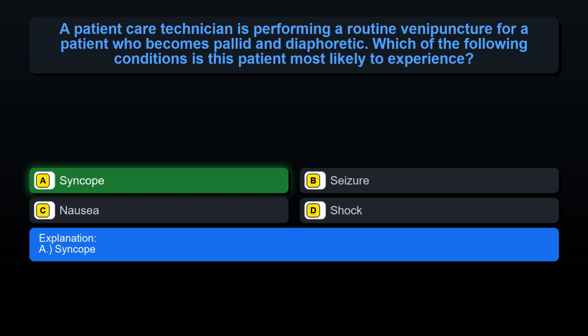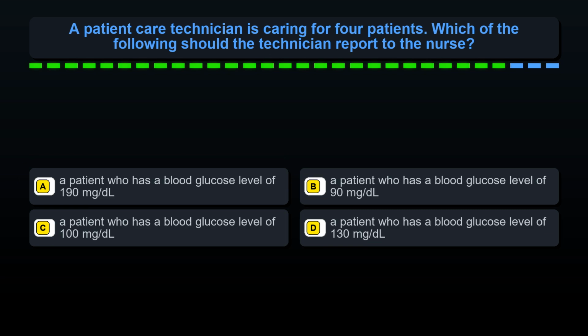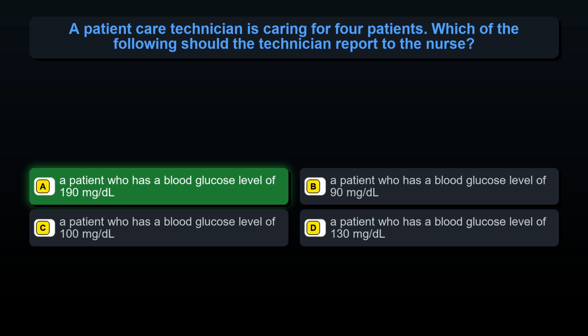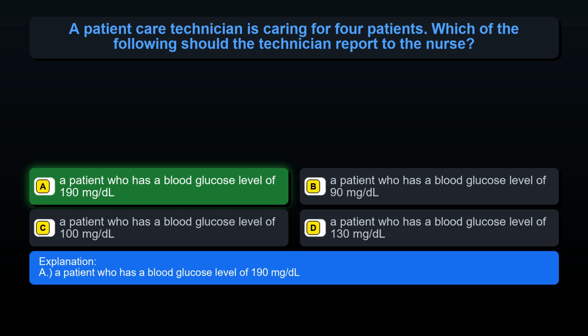Question 50. A patient care technician is caring for 4 patients. Which of the following should the technician report to the nurse? Option A, a patient who has a blood glucose level of 190 mg/dl. Option B, 90 mg/dl. Option C, 100 mg/dl. Option D, 130 mg/dl. The correct answer is option A, a patient who has a blood glucose level of 190 mg/dl.